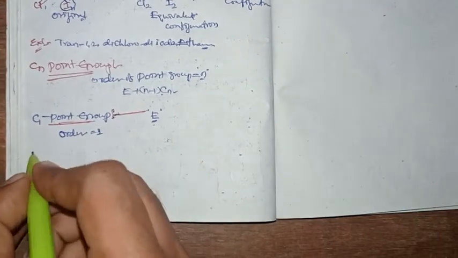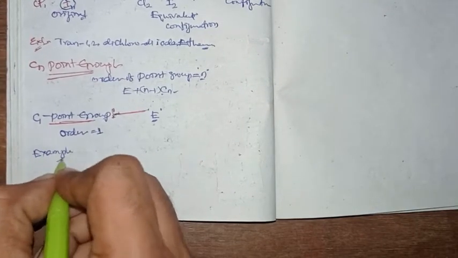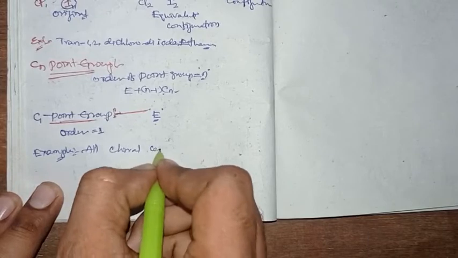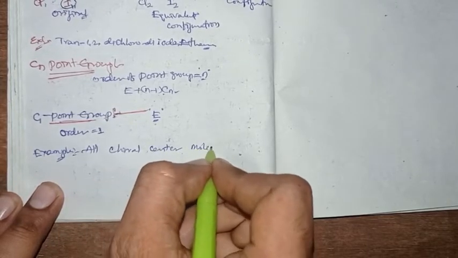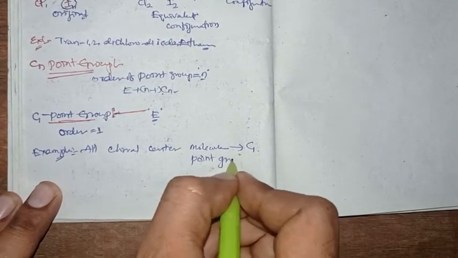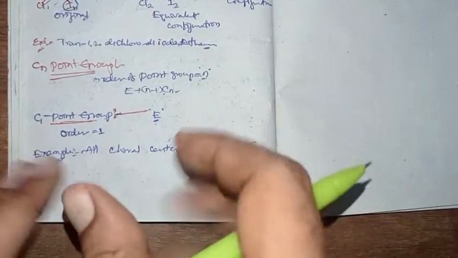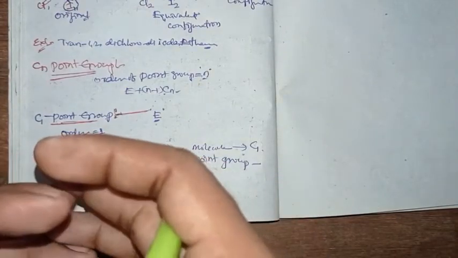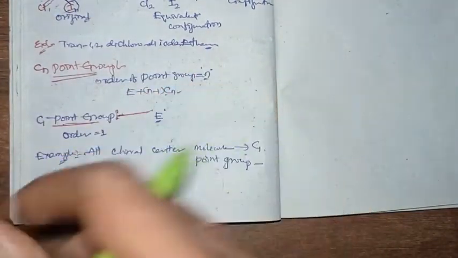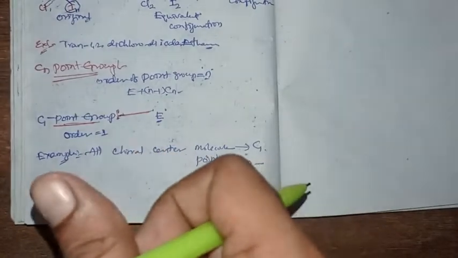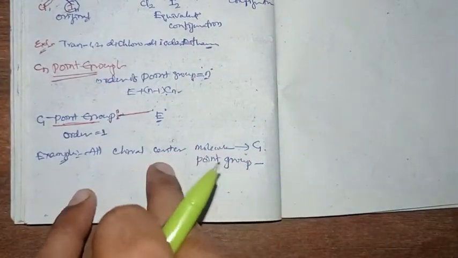And the example here we can take is all the chiral molecules, all the chiral center molecules. These molecules are C1 point group molecules, right? Here we know that the chiral center is nothing but a center atom in a molecule on which the groups will be different. All the groups will be different, right? When a center atom has different groups on it, it will be called a chiral center, right?